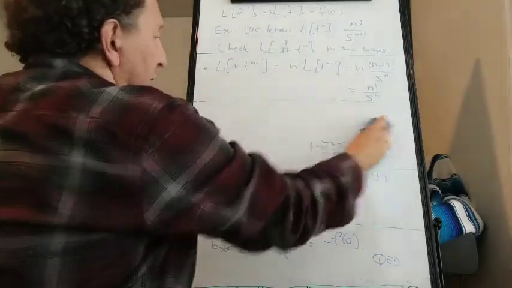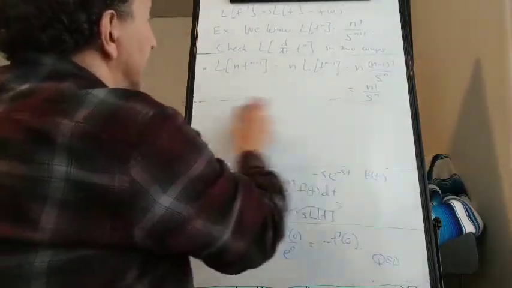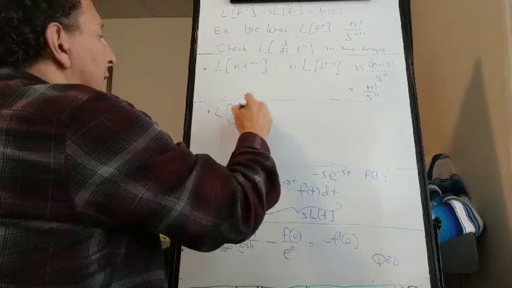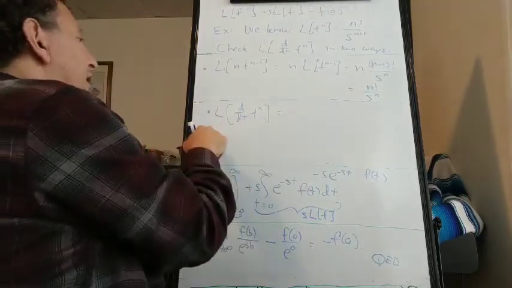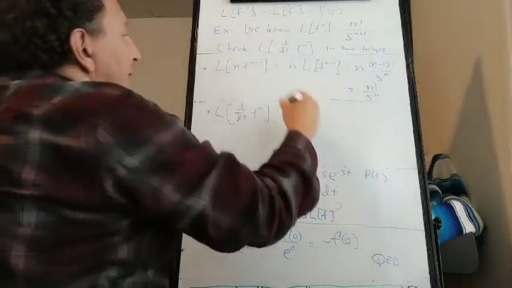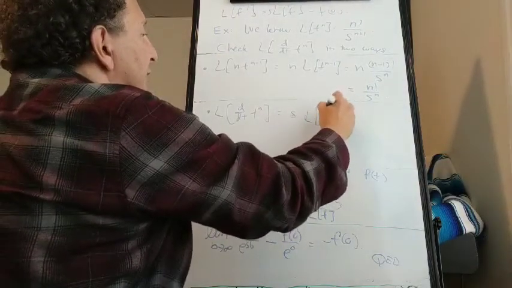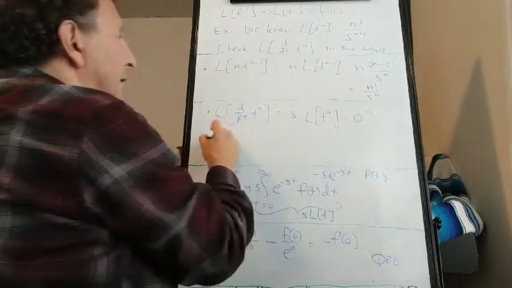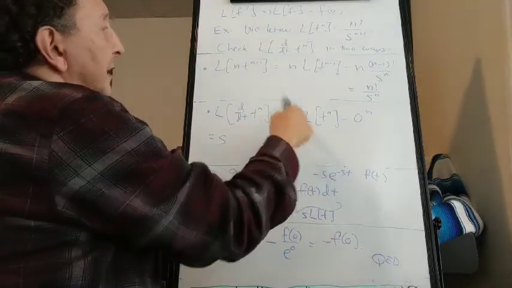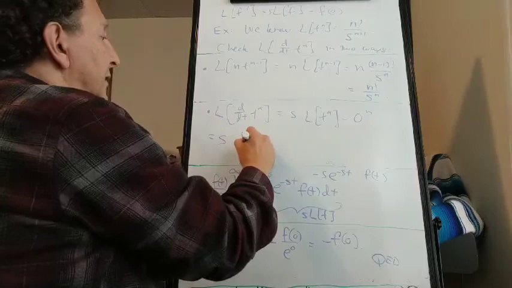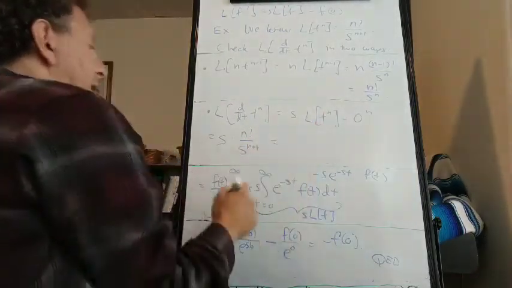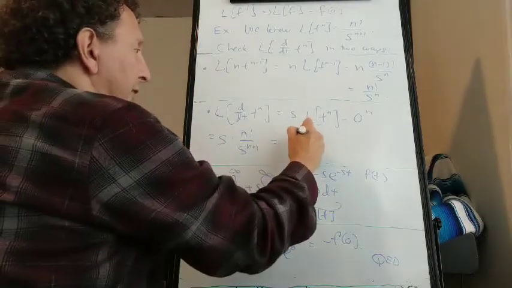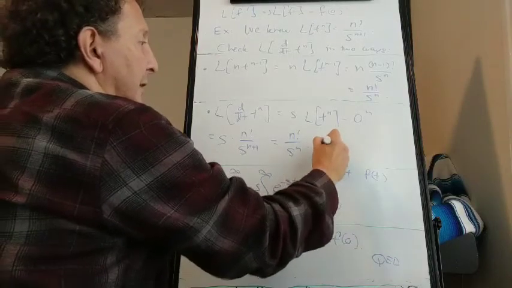Now let's use the derivative rule. If we want to take the Laplace transform of the derivative of t to the n, it should be s times the Laplace transform of t to the n minus 0 to the n. So that's s times n factorial over s to the n plus 1 minus 0. And if we have s in the numerator and s to the n plus 1 in the denominator, we can cancel one s to get n factorial over s to the n. So that checks out.